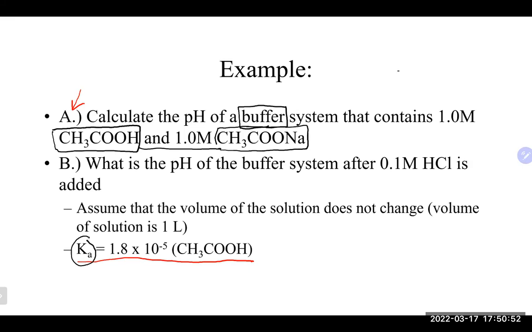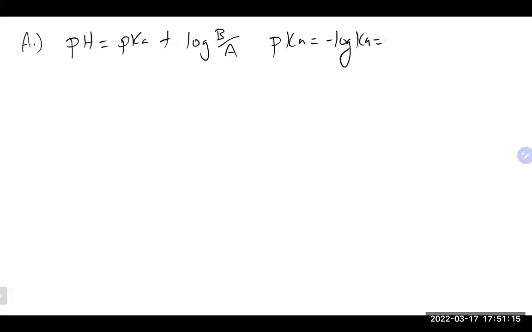Once you determine that, you really can go right into the Henderson-Hasselbalch equation to calculate the pH here. And so let's do that. For A here, the pH is equal to the pKa plus the log of the base over the acid. Here, the pKa would be minus the log of the Ka value, which is minus the log of 1.8 times 10 to the minus 5, which is a pKa value of 4.74, I hope.